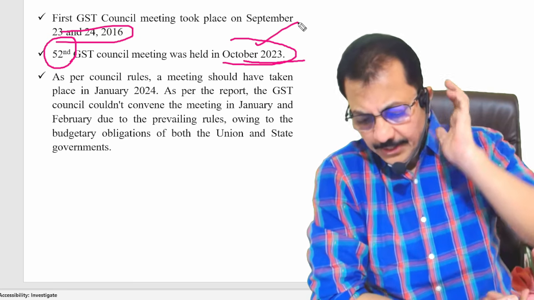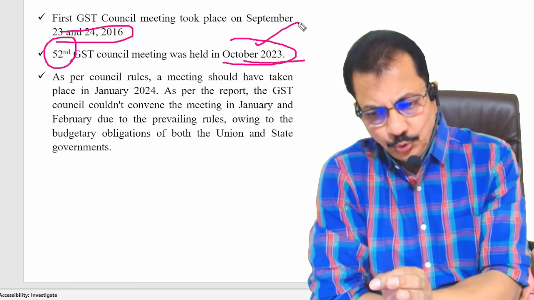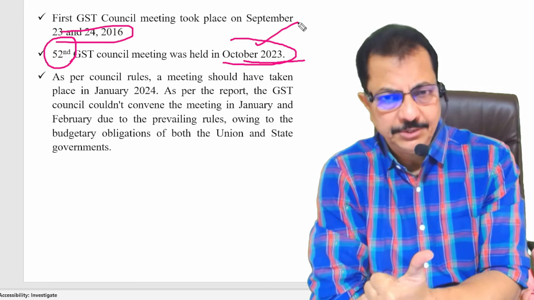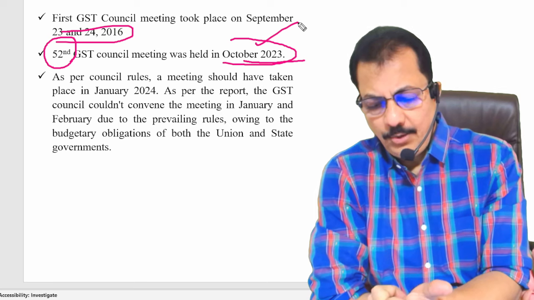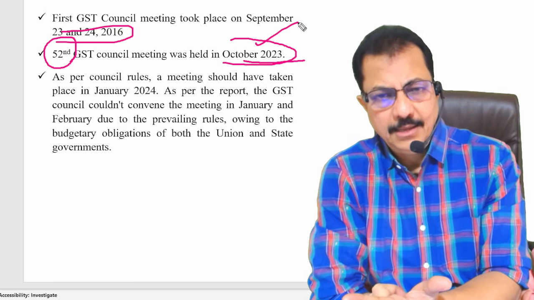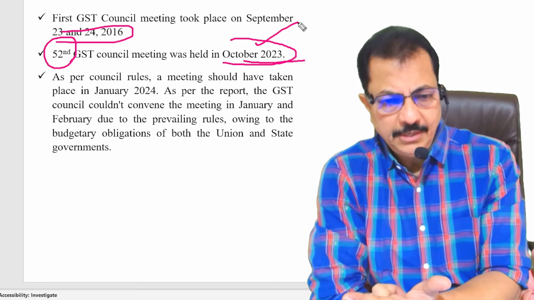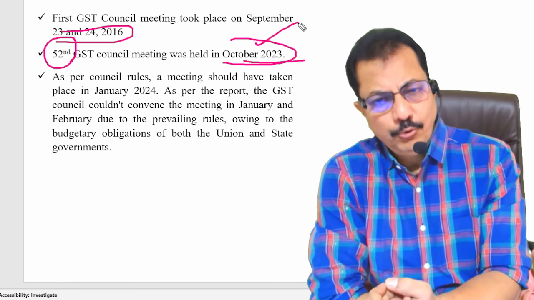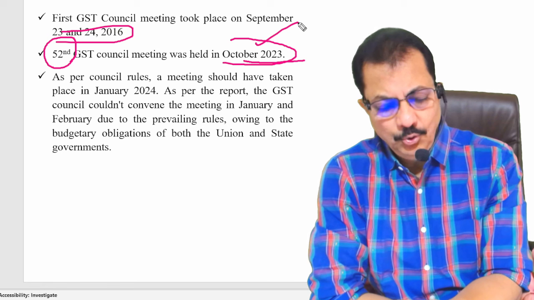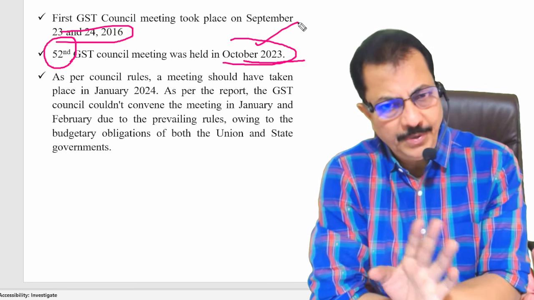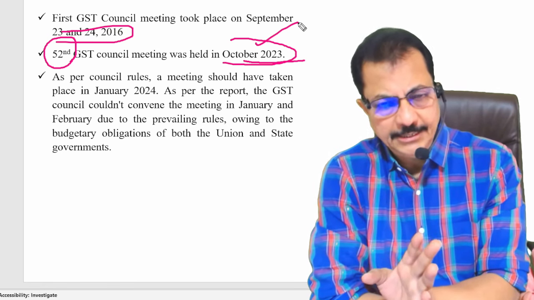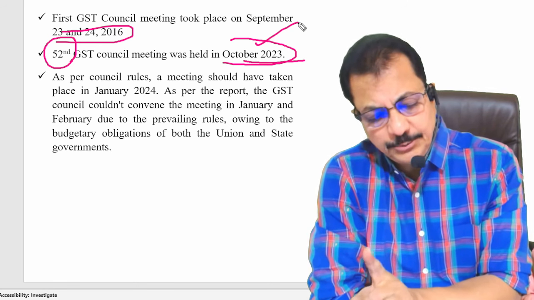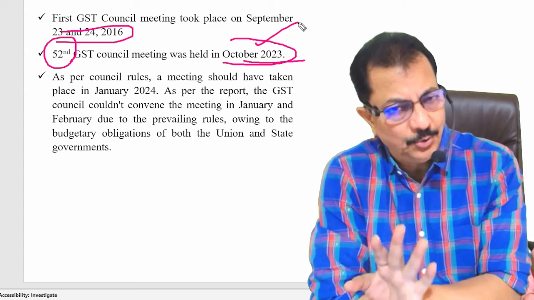So let me tell you very clearly. In the month of June 2024, you have the UPSC civil service examination. Clear? And you also have the Telangana state TSPSC group 1 preliminary examination. Before these two examinations, no GST council meeting is going to be held. Right? Take it for granted. It is not going to be held. So if there is a question with respect to the GST council, it will be the 52nd only.